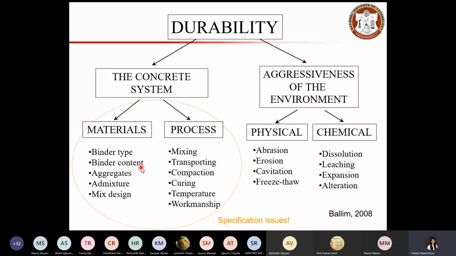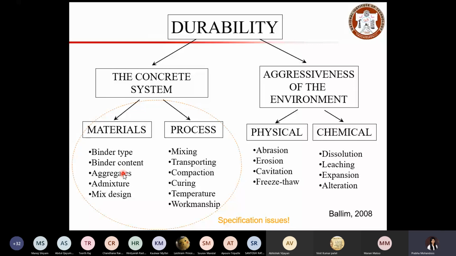And then the aggregates that you are using: there are certain aggregates that are reactive, and there are certain aggregates that are less reactive. Most often we use aggregates that are available near the construction location. That's why we use local aggregates, because that is very economical for your construction.